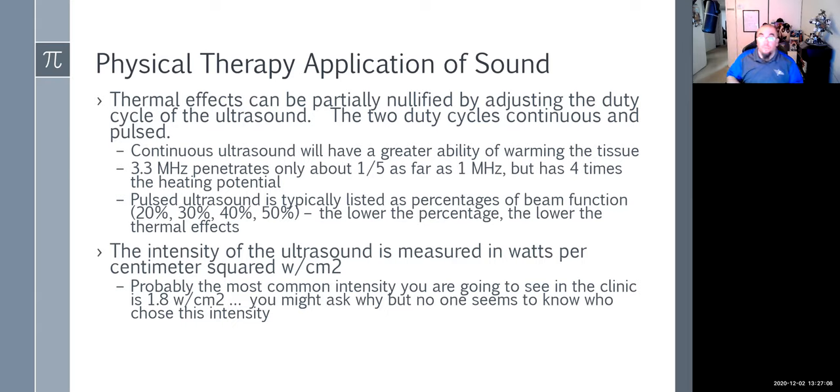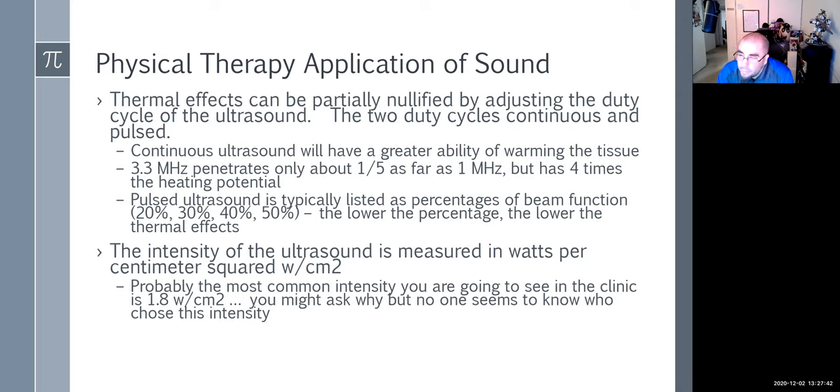And we may use those different ways. We use pulsed a lot for creating a healing effect on stuff like bone and tendon, whereas heating can be really useful on muscles that are tight or tender. The intensity of the ultrasound is measured in watts per centimeter squared versus the intensity of sound being measured in decibels. But you really can think about them pretty similar. So watts per centimeter squared is how much energy is being delivered to the body by those waves. The most common intensity you're going to see in the clinic is 1.8 watts per centimeter squared.